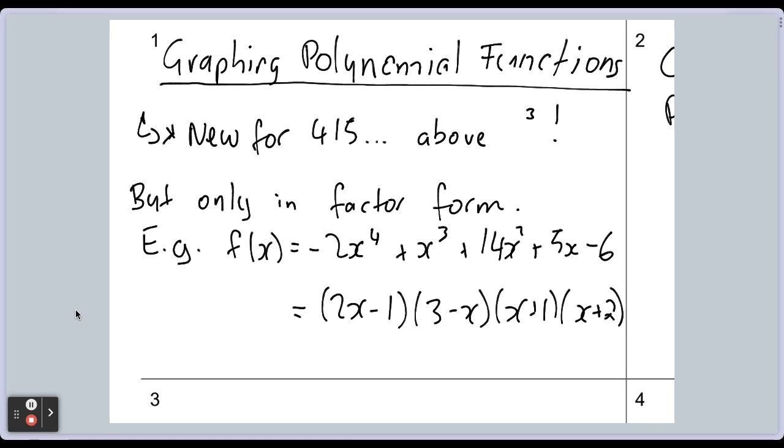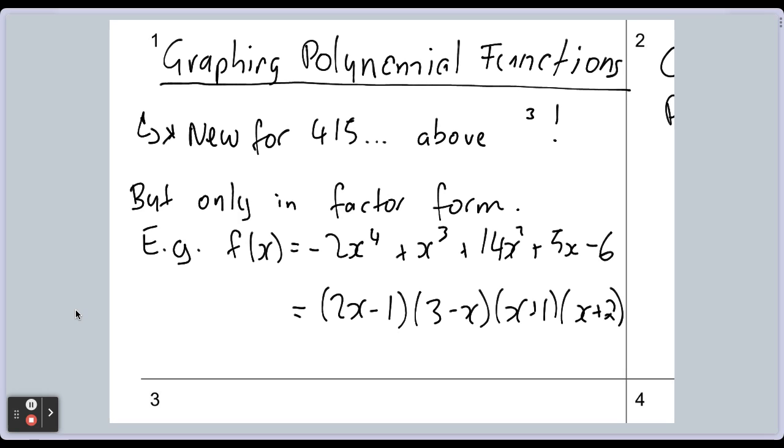Now, general form is when you've got it in the form ax squared plus bx plus c. So, for example, 2x squared plus x minus 1. Sorry, I'll get out of your way. 2x squared plus x minus 1 is an example of general form.